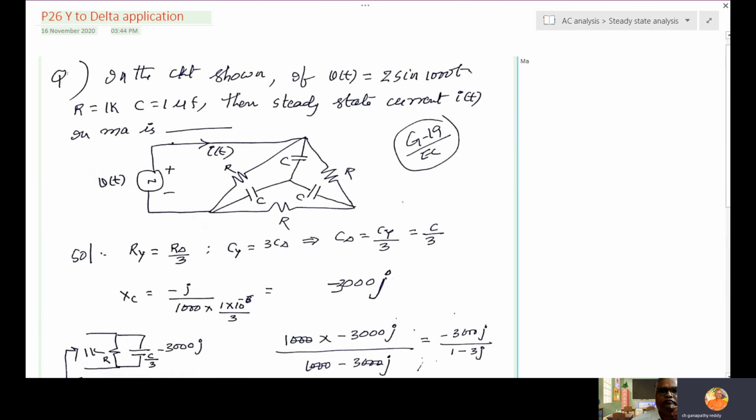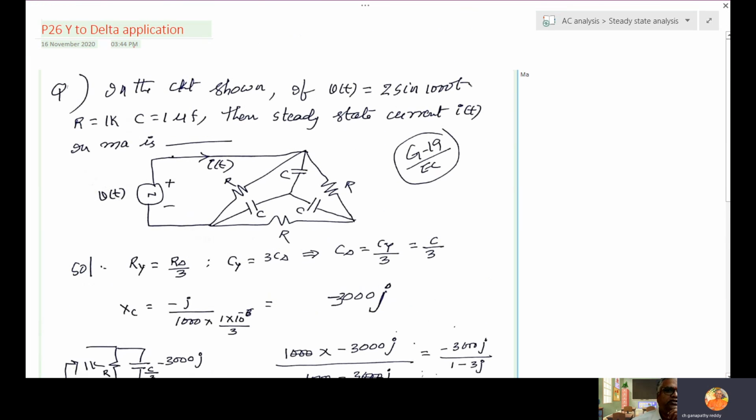So, last problem. Yes, star to delta application. In the circuit shown, V of t is 2 sine 1000 t. R and C values are given, resistor and capacitor. The steady state current i of t in milliampere is? So outside is delta, inside is star. Resistor is in delta, capacitor is in star.